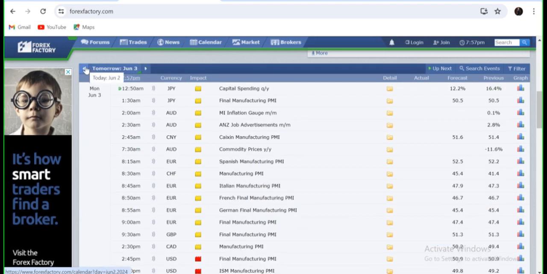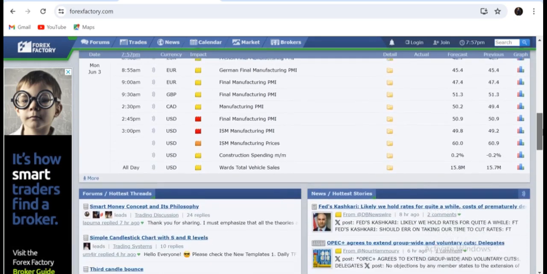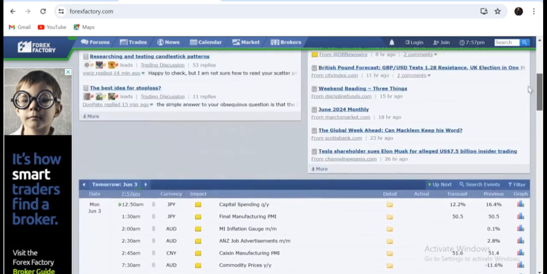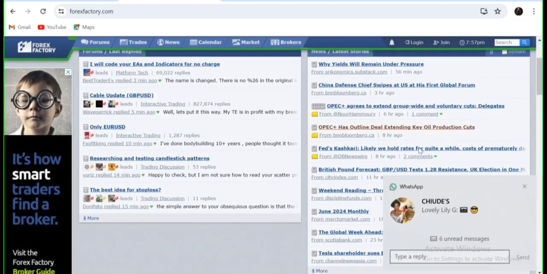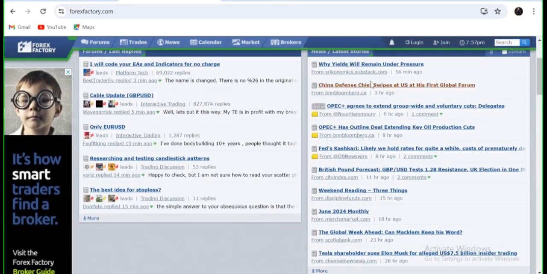So tomorrow is 3rd June. Let's stay on 3rd June. So this is the one we have to do with, and there's not much on this fundamental news, but you can check them out. You can read them briefly and see how it affects your trading. But there's not much here. It's not much. China defense chief swipes. There's not much happening here.